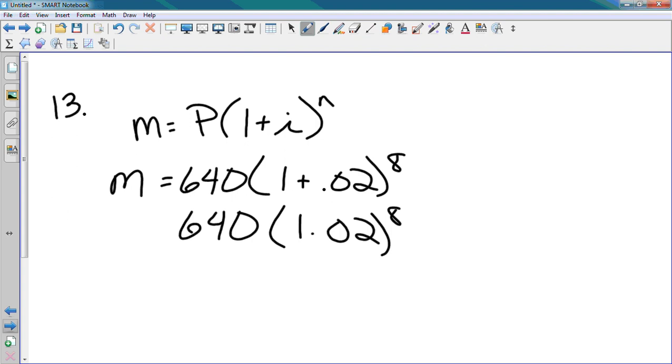Here is my recommendation to you. Instead of rounding this, I would take this number and multiply it exactly by 640, instead of clearing it out and rounding it, because you're going to get a more accurate answer. You understand what I mean? You can write down this whole number. I think there's like 9 digits in it. But I'm okay if you just do 1.02 to the 8th power, and then take that number times 640, and you're going to get a very accurate answer because it was 9 decimal places on your calculator.